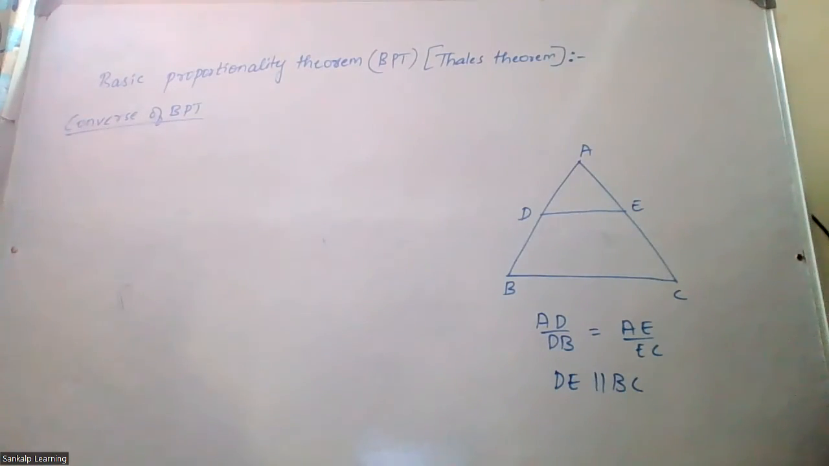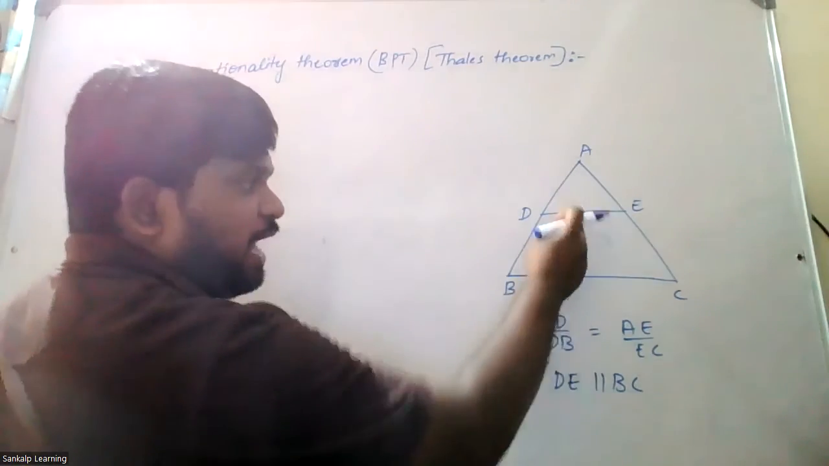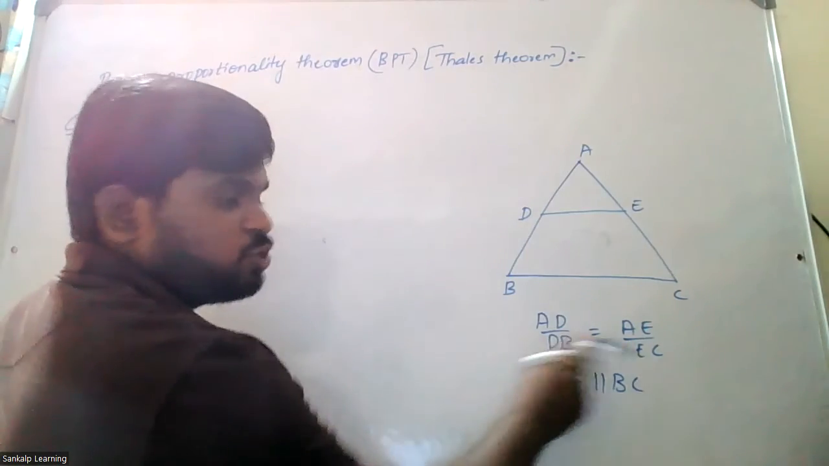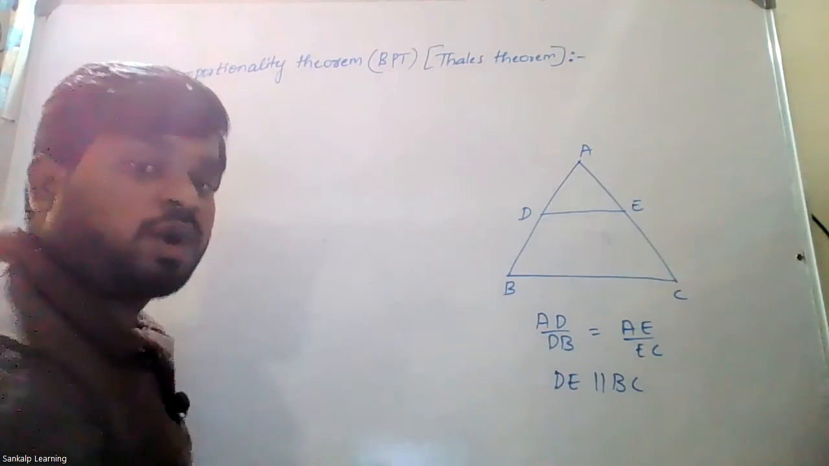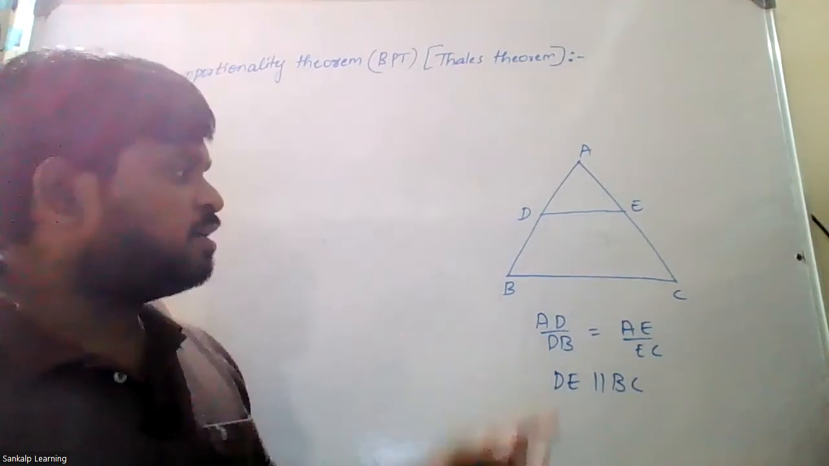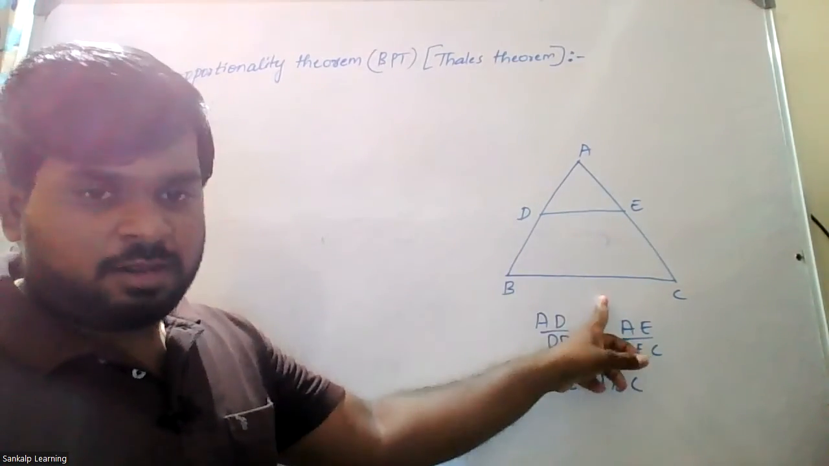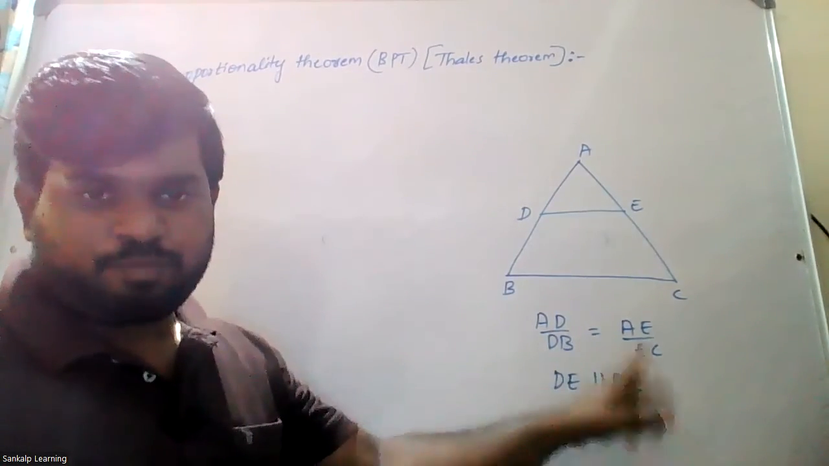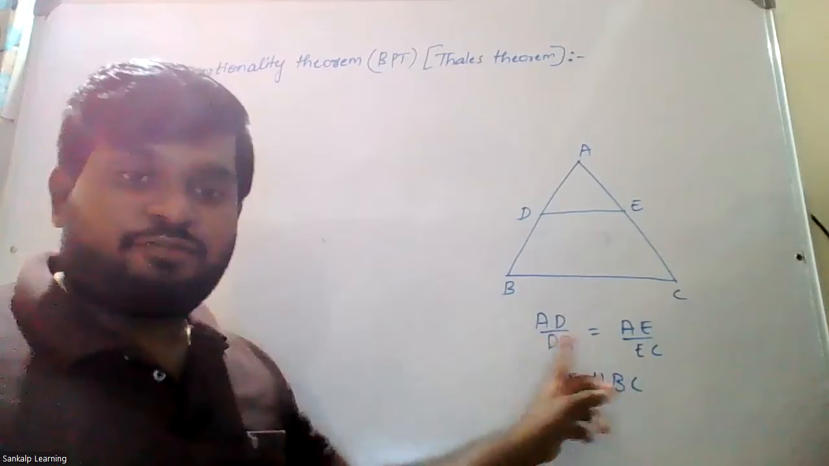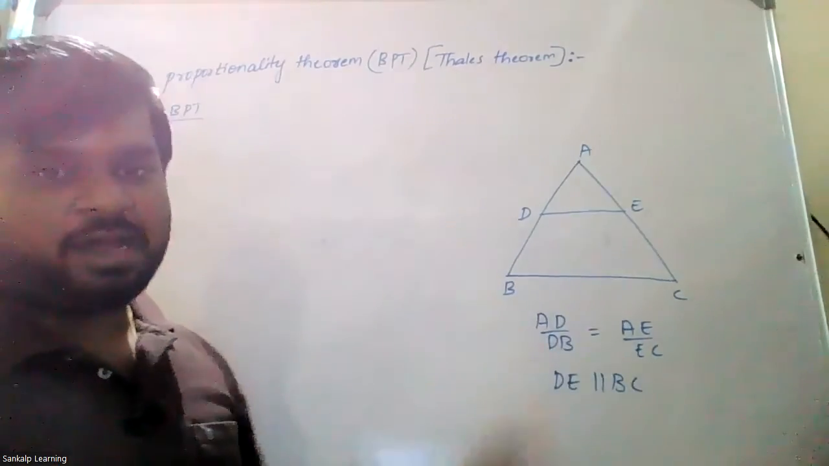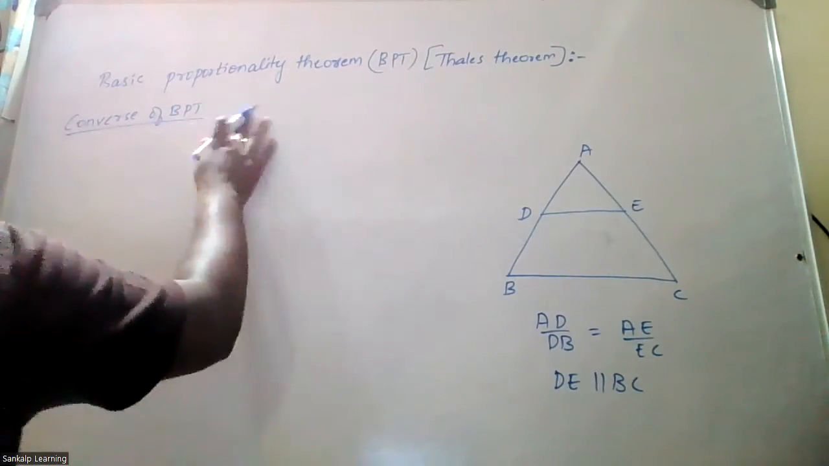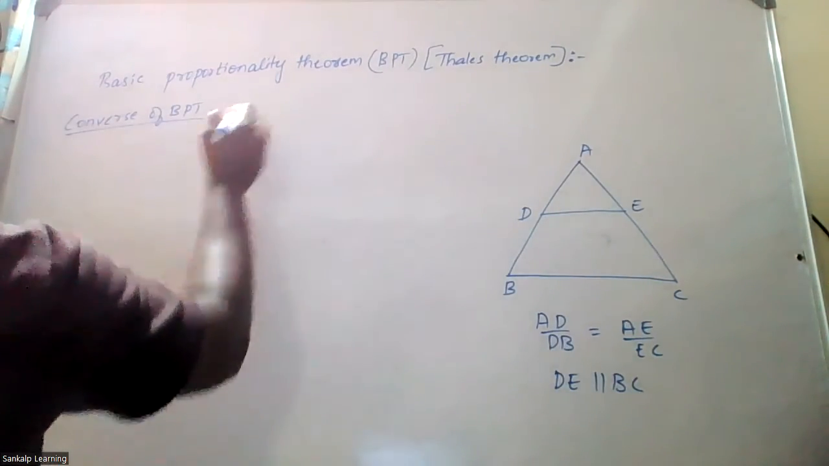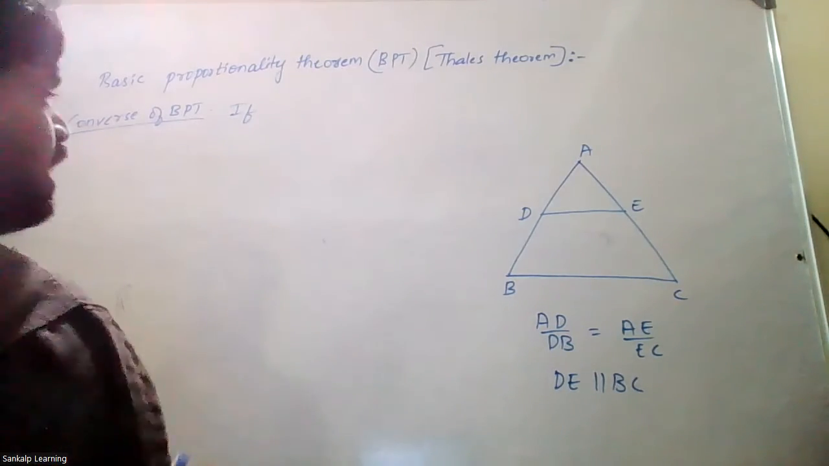Converse is the reverse. So what was BPT? If the lines are parallel, then the ratios are equal, isn't it? What is the converse? It is simply the reverse. If lines are parallel, ratios are equal. That is BPT. What is the converse? If ratios are equal, then lines are parallel. Okay, as simple as that. So what will be the statement? A statement is important for 1 mark in the exams.